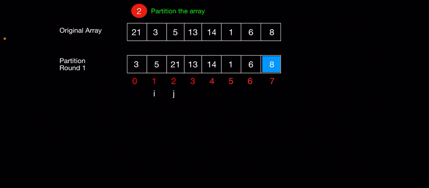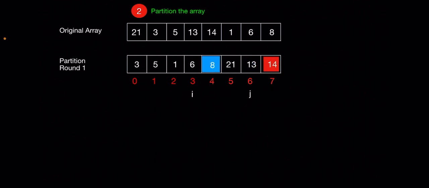The next are 13 and 14. 13 and 14 are both greater than 8, so we skip them. Next is 1. 1 is smaller than 8, so we increment I to 2 and swap 1 with 21. Lastly, 6 is smaller than 8, so we increment I to 3 and swap 13 with 6.